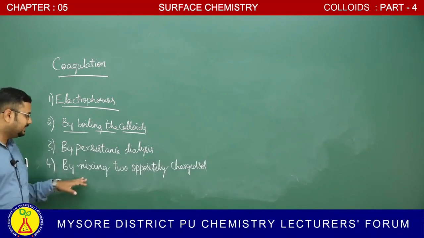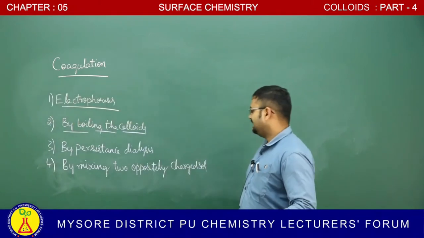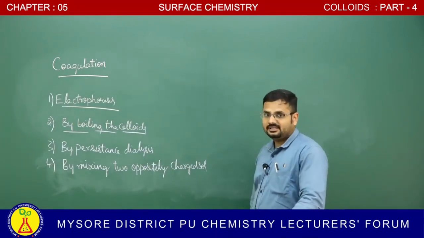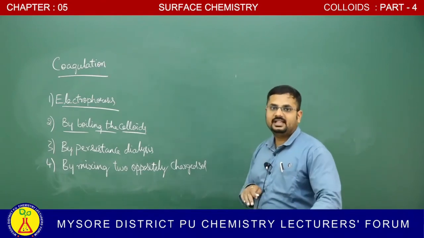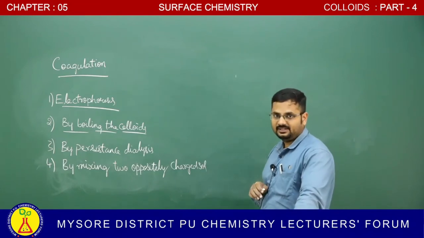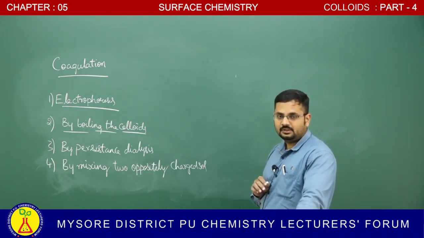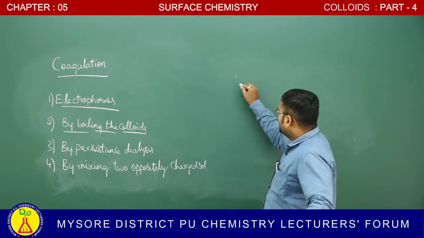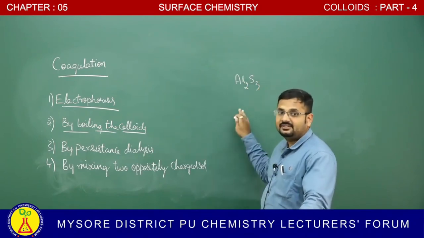Next, you have by mixing two oppositely charged salts, which we call mutual mixing. Suppose I take Fe2O3, hydrated ferric oxide. Hydrated ferric oxide is nothing but a positive salt. I already gave this example. Along with this, I am going to combine arsenous sulfide, As2S3.